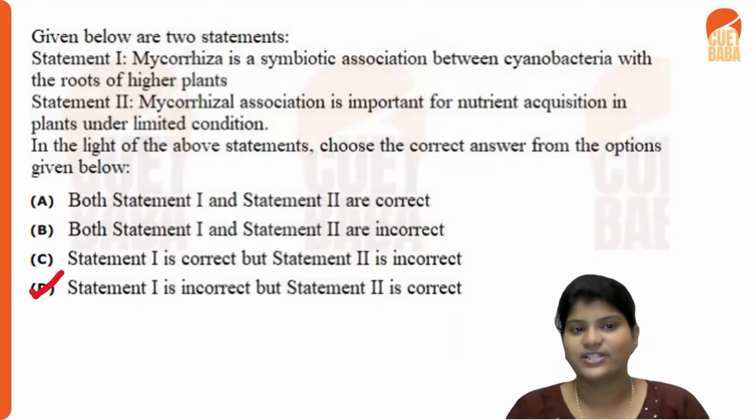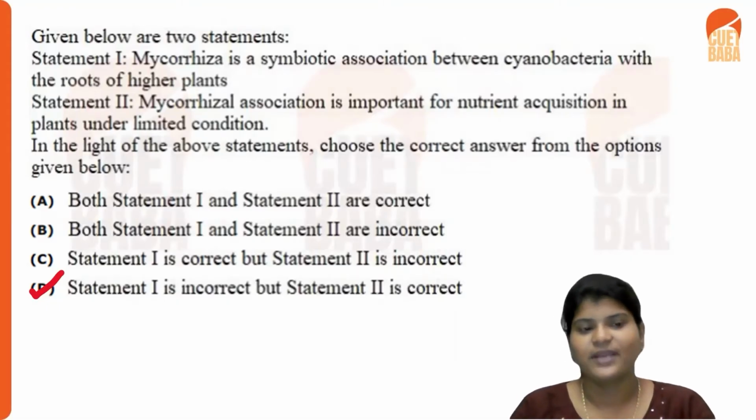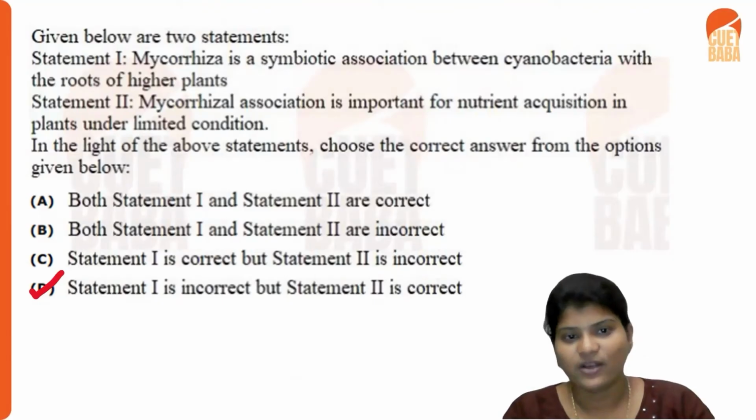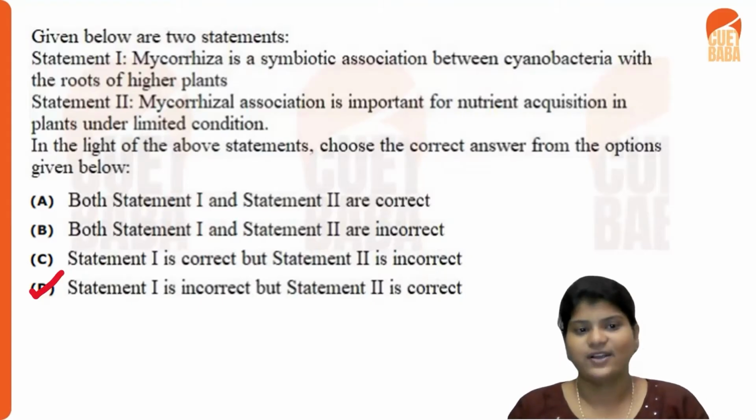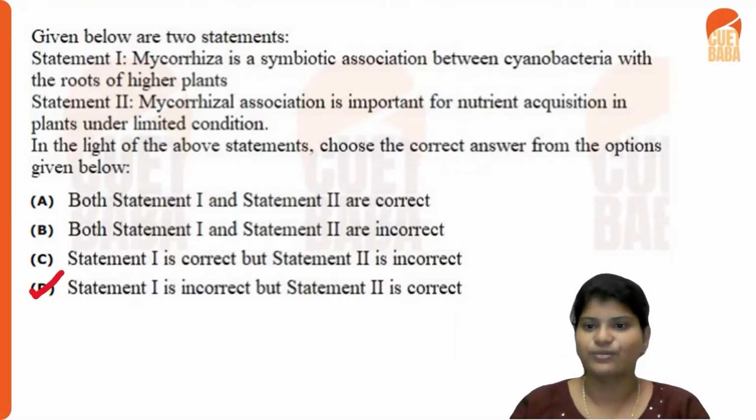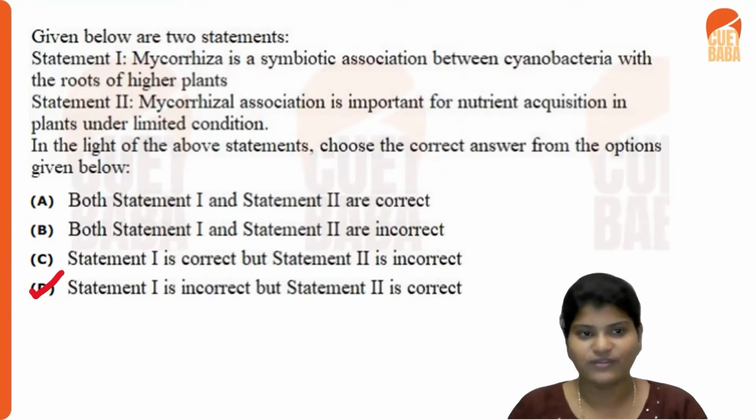Okay, so the mycorrhiza is a fungi which goes for a symbiotic relationship with the plants. And statement 2: the mycorrhizal association is important for nutrient acquisition in plants under limited conditions. Okay, so as I already told, it will be useful for the nutritional benefit. It will go for the symbiotic relationship. It will transfer the nutrition to the plants as well as the plant will transfer the nutrition to the fungi. Okay, so under certain conditions, both will get benefited. So statement 2 is correct. Statement 1 is wrong. Option D is the correct answer.